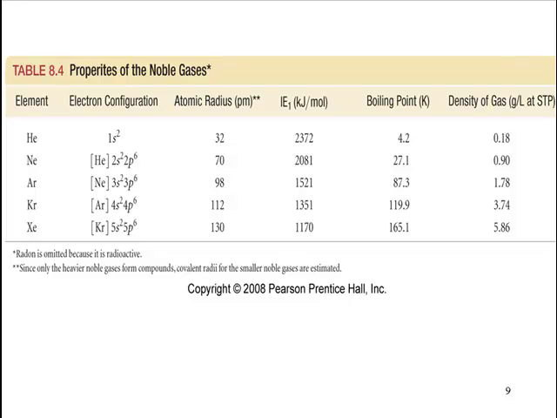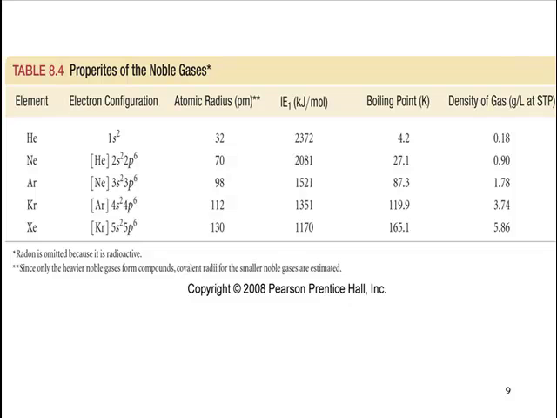Okay, this is called the first ionization energy. Which one has the greatest amount of energy to remove one electron? Helium does. That's because helium is the smallest. The positive nucleus is attracting those electrons. So it's harder to pull them away because the electrons are close to the nucleus.